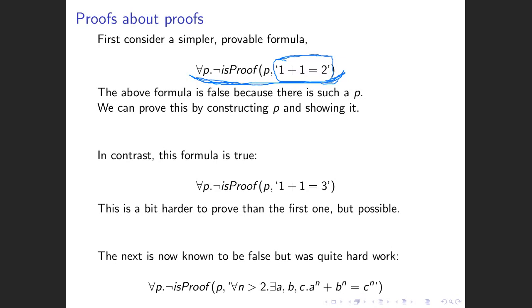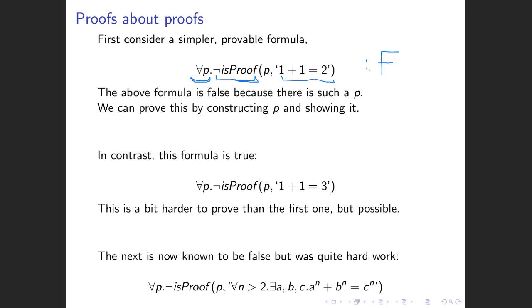Now, is that true? Is there a proof that 1 plus 1 equals 2? I think I just misunderstood that. That's the difference between for all p versus there is a p. So this says every possible candidate proof is not a proof of 1 plus 1 equals 2. That's not true though. So this thing is false.